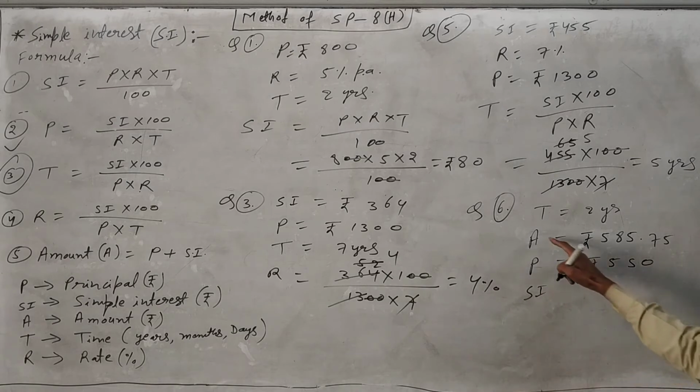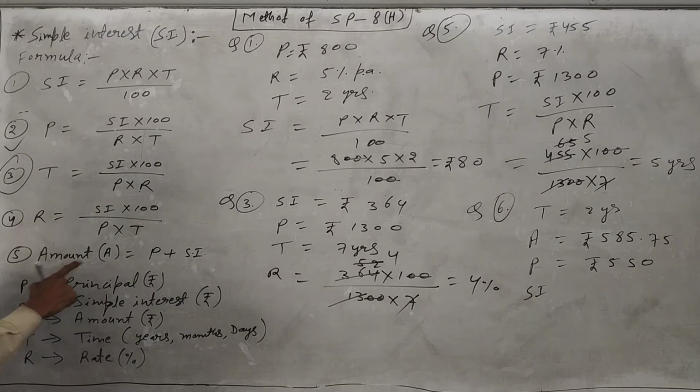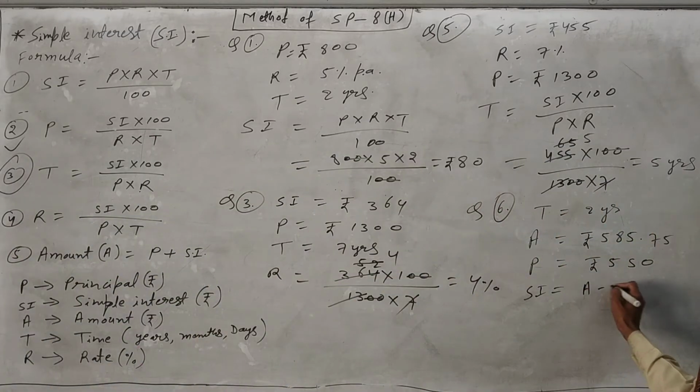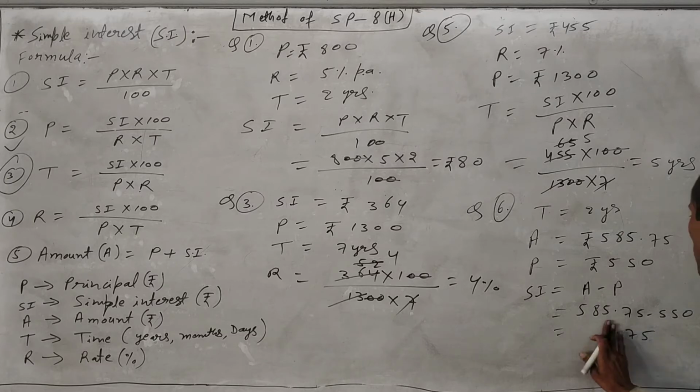So SI will be, you have to use here this one formula, but question is given amount and principal. SI we have to find. For that we have to subtract amount minus P, like that. Okay, this one is also same formula. So 585.75 minus 550. So it will come 0.75 and here 35 will come. Means rupees 35.75 is the simple interest.